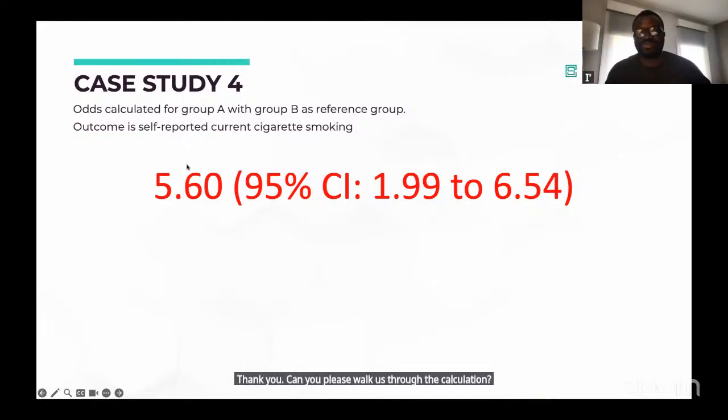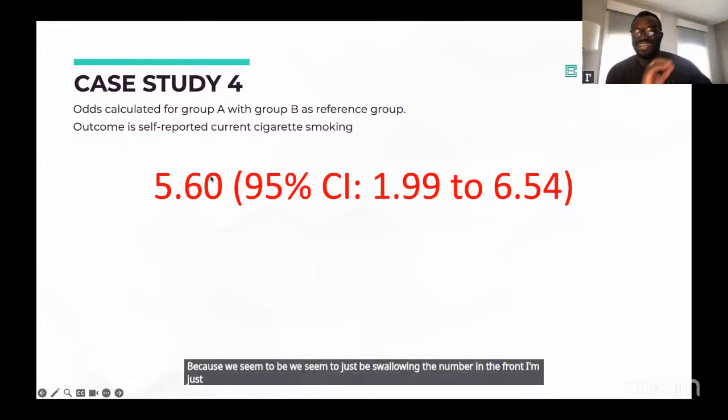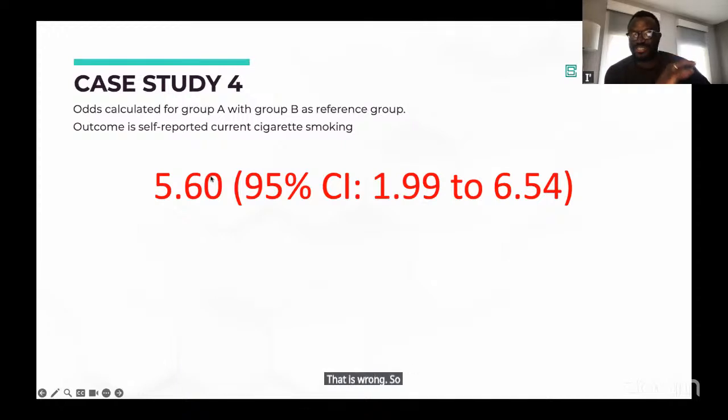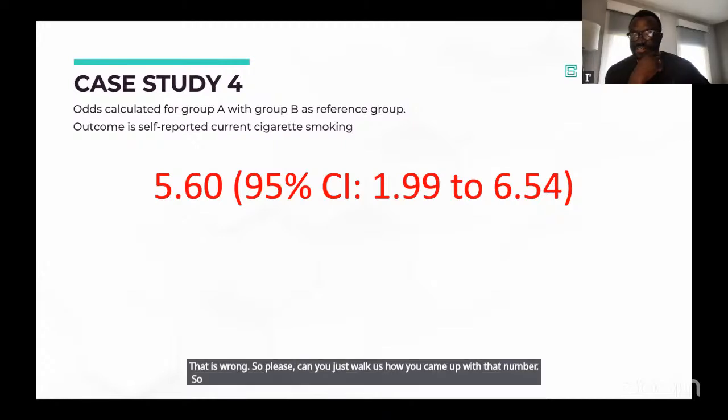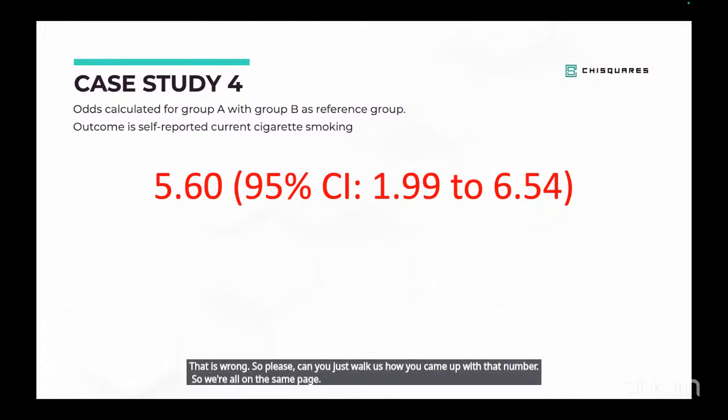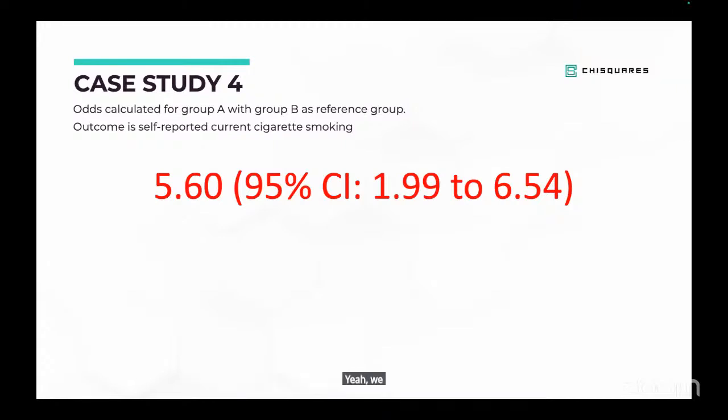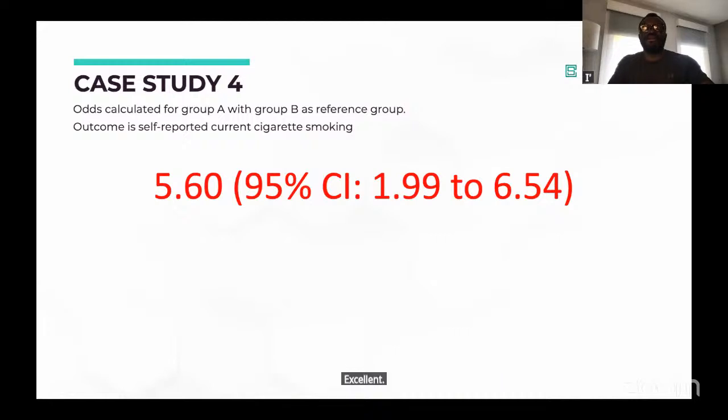Because we seem to just be swallowing the number in the front and just reporting 60%. That is wrong. So please, can you just walk us how you came up with that number so we're all on the same page? Yeah, we deduct 1 from 5.60. It gives us 4.60. Then we multiply 4.60 by 100%. That gives 460%. Excellent. All right. So I think we've covered that enough.